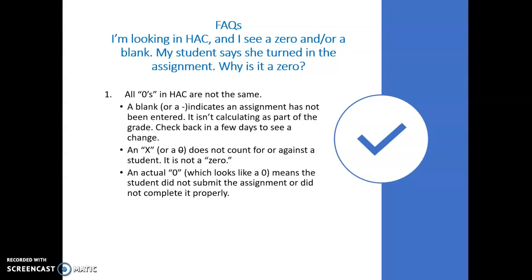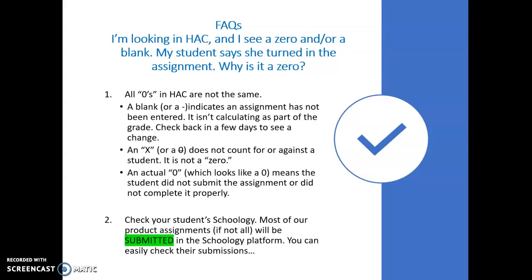It means I've received it, but it's not in. If there's a 0 with a little line through it, that means it's something that the student can't make up. Like we may have had a group discussion that day and she was absent. So that grade doesn't count for or against her. And an actual 0, which just shows up like a 0 in HAC, means the student did not submit the assignment or did not complete it properly. So that would be the place for intervention from you and from me.